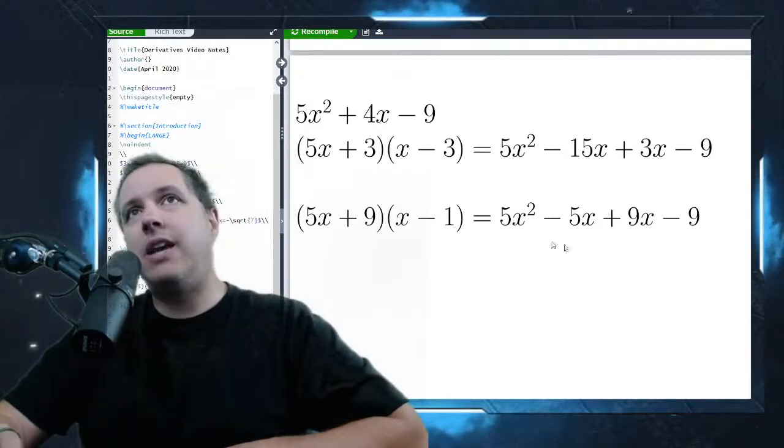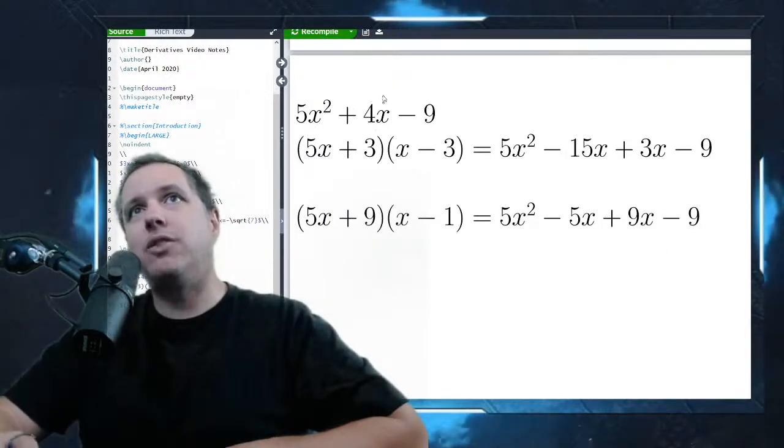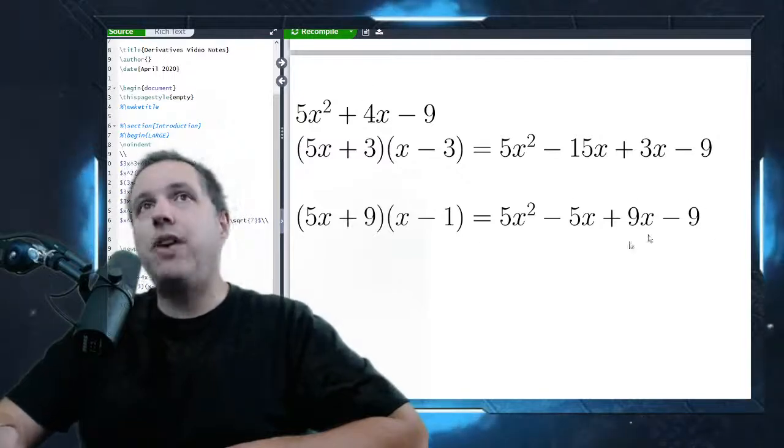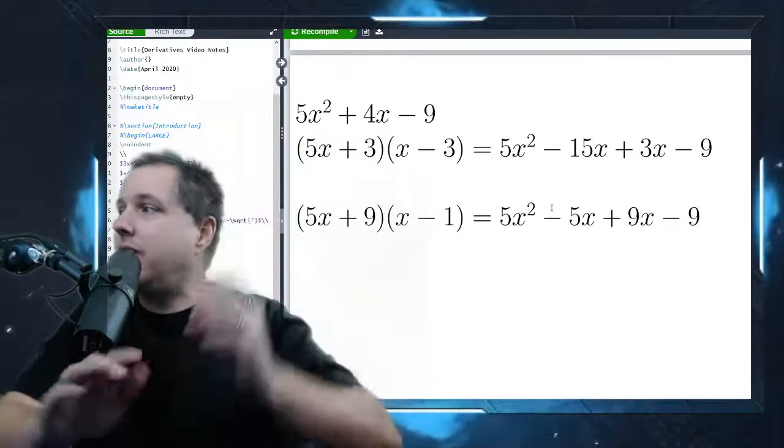So see how in the middle I've got negative 5x plus 9x? That's 4x, which is exactly what we wanted. So when you simplify this problem, it's right. So it took a little guess and check.